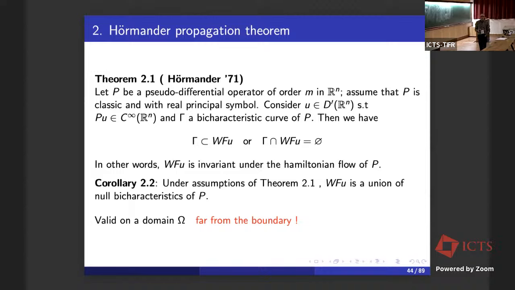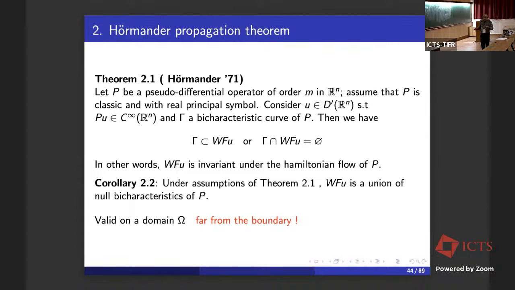So, the last step yesterday was the propagation of singularities, the theorem of Hörmander, 1971. The result was known some years before, but it was written in 71. It says that if u is a solution of a differential operator, then the wavefront of u is carried by characteristics of the operator. The wavefront is a union of null bicharacteristics, because outside the characteristic set, the solution is smooth.